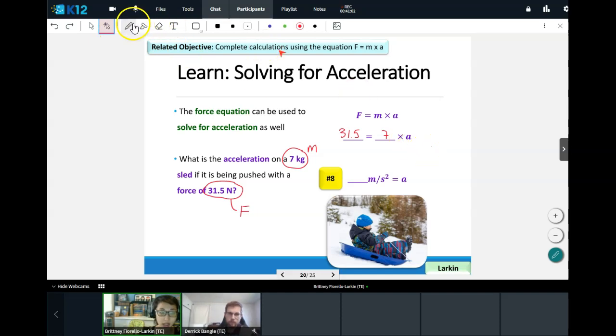So taking a look here, I want to get acceleration by itself. Currently, what's next to it is multiplying by 7. So I need to do the inverse or opposite of multiplying to get rid of the 7. Tell me in the chat, what is the inverse or opposite function to multiplying?